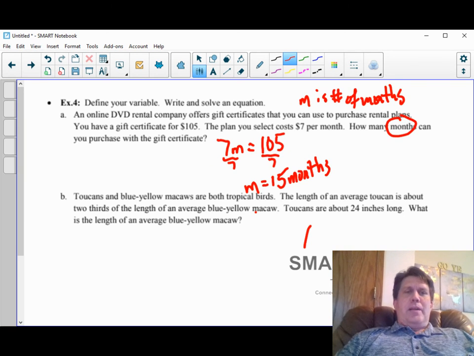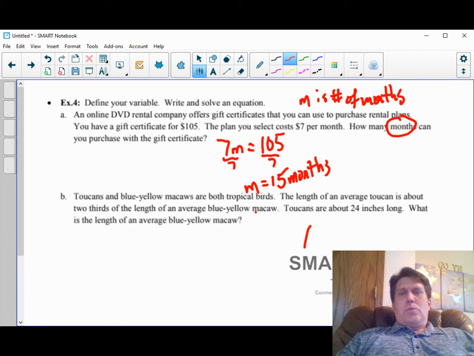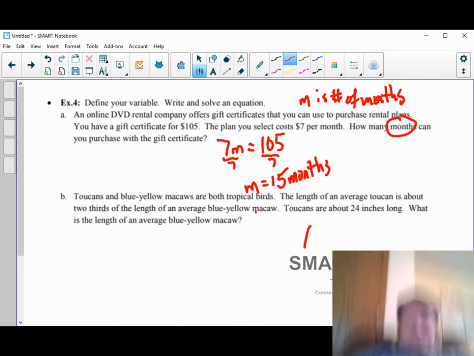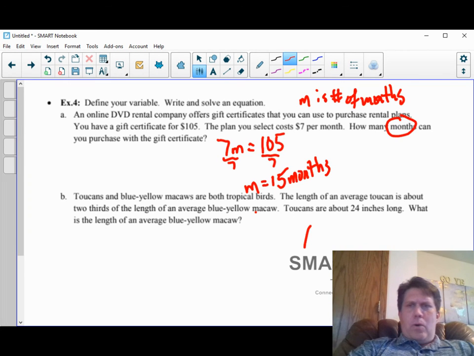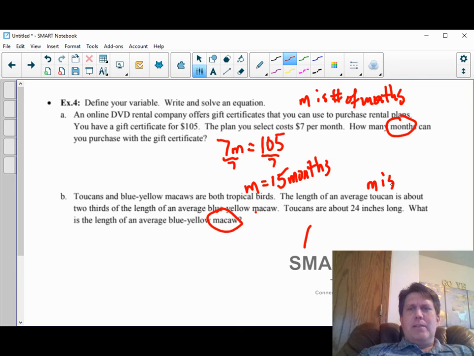Toucans and blue-yellow macaws are both tropical birds. The length of an average toucan is about two-thirds the length of a blue macaw. Toucans are 24 inches long. So, what is the length of a macaw? So I'm going to go again, M. M is the length of a macaw.